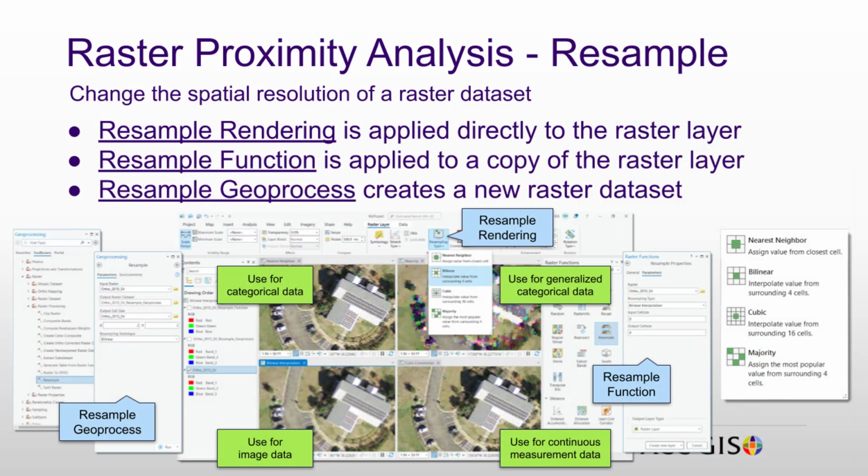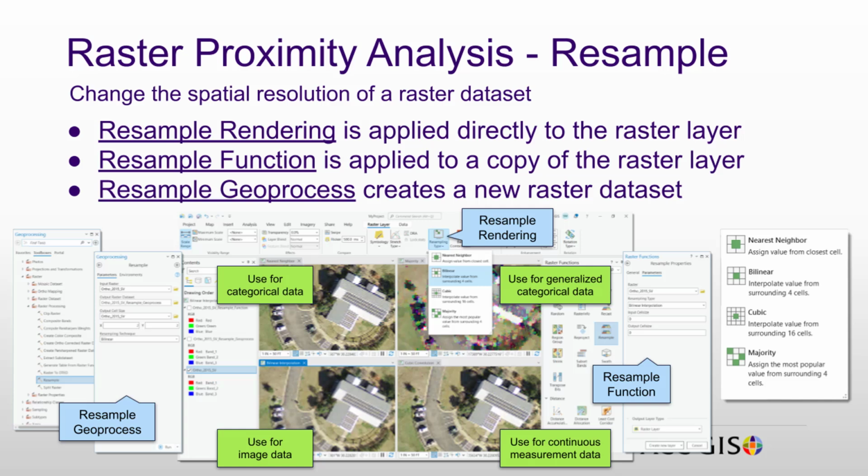We use resample to change the spatial resolution of a raster dataset. And there are four standard techniques we use when we resample data: nearest neighbor, bilinear, cubic, and majority. Nearest neighbor assigns the value from the closest cell, and we use it for categorical data where we have discrete categories of data. The data often looks a little pixelated, but it has good, clean definition between the different categories.